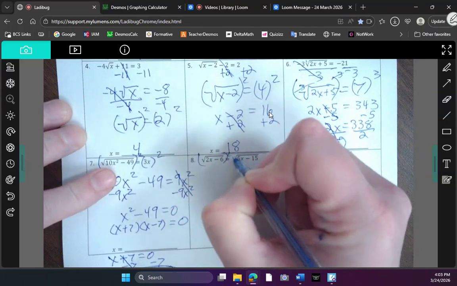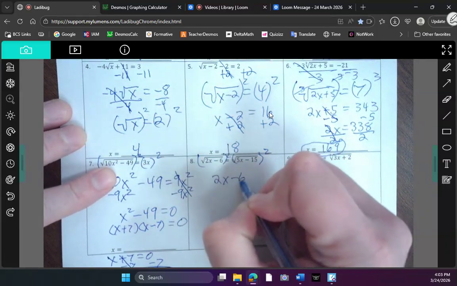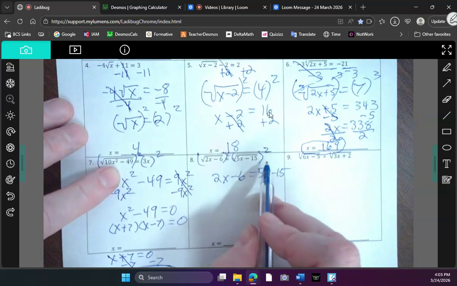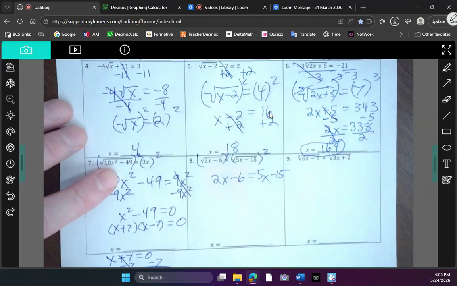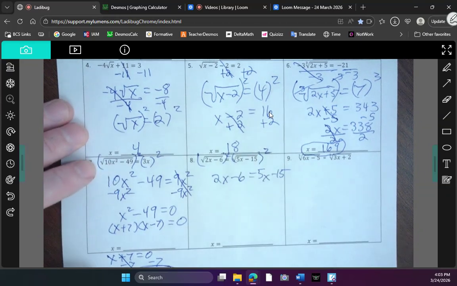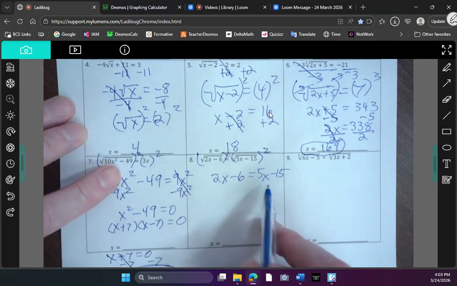We're going to square both sides. That's just going to give us 2x minus 6 equals 5x minus 15. On both sides, the square roots cancel out, leaving just those things. Get the x's on one side and the numbers on the other. I normally like to move the lower valued x towards the higher valued x.